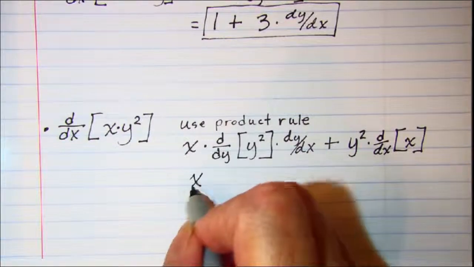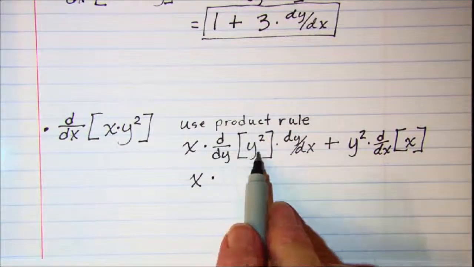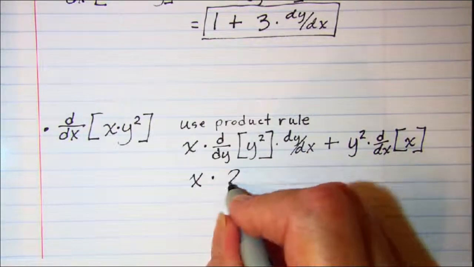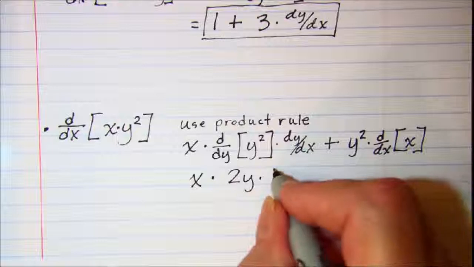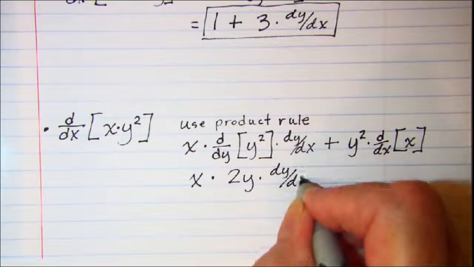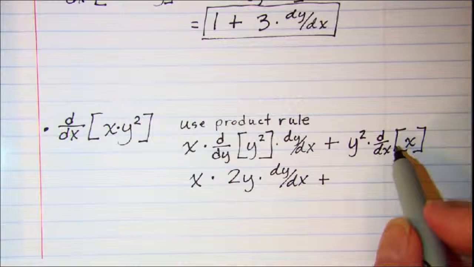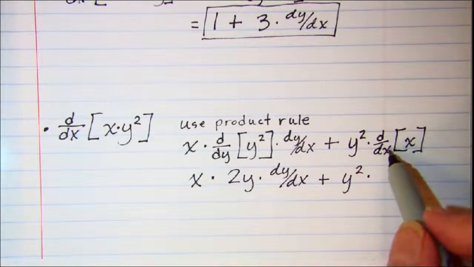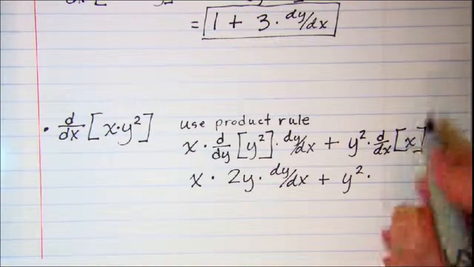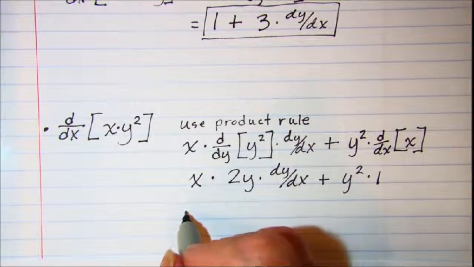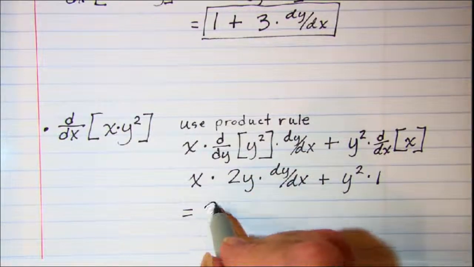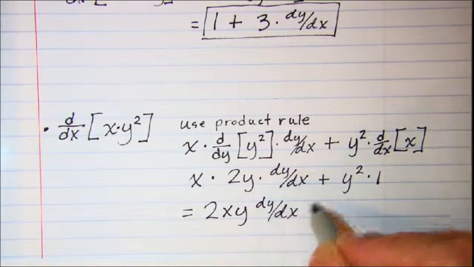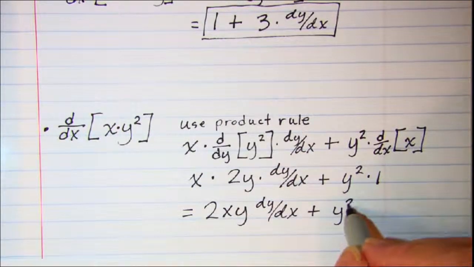So here we have x times the derivative of y squared with respect to y is 2y times dy dx, plus, and then y squared times, and then the derivative of x with respect to x is just 1. So this derivative is 2xy dy dx plus y squared.